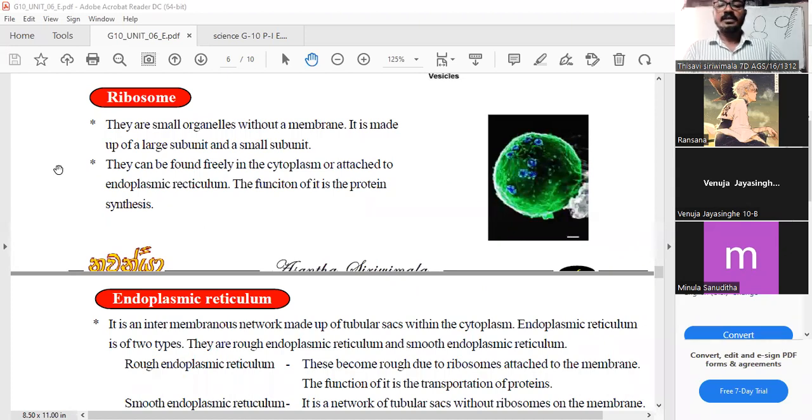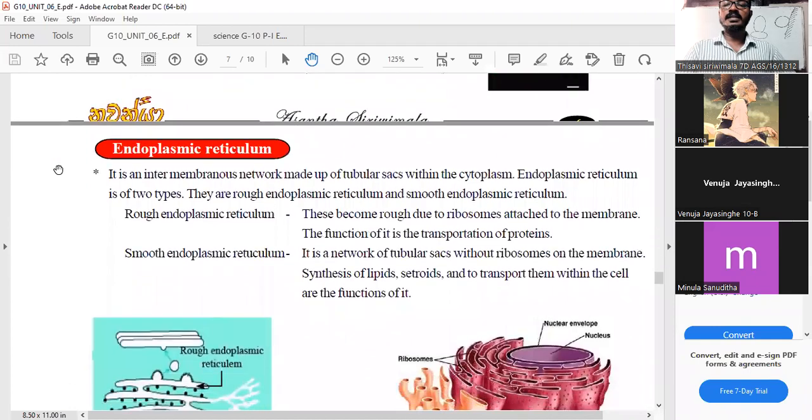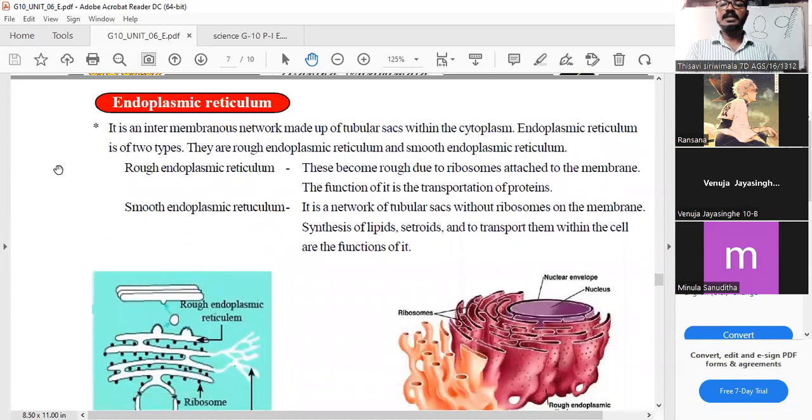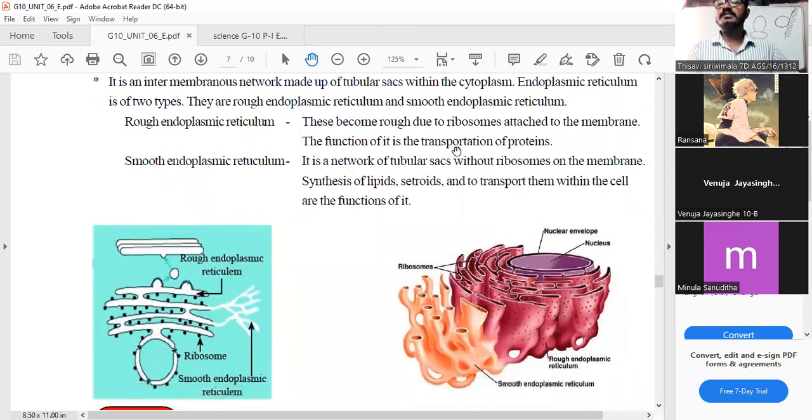Okay. So after that, endoplasmic reticulum. Now, endoplasmic reticulum is kind of a very complex 3D tube network. So you can very clearly see the complexity in this particular diagram. It is a really complex diagram here.